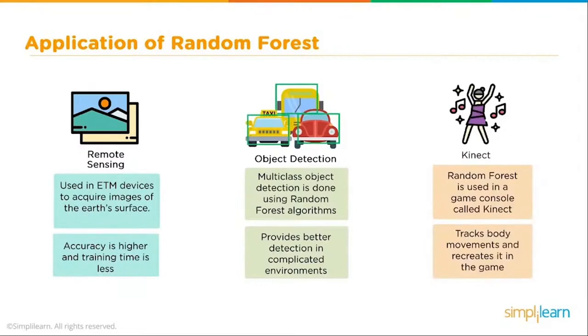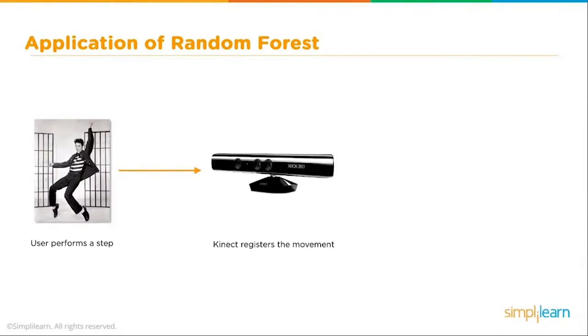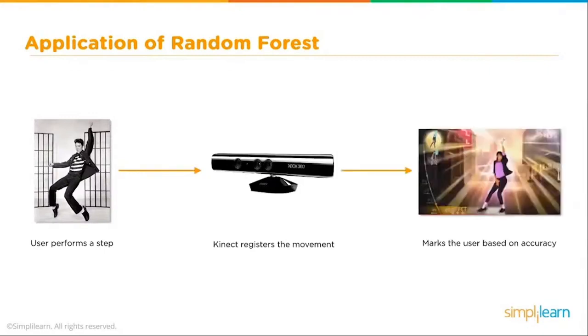Kinect uses a random forest as part of the game console. What it does is track the body movements and recreate them in the game. Let's see what that looks like. We have a user who performs a step. In this case, it looks like Elvis Presley going there. That is then recorded so that Kinect registers the movement. And then it marks the user based on accuracy. And it looks like we have Prince going on this one. From Elvis Presley to Prince. It's great. So it marks the user based on the accuracy.